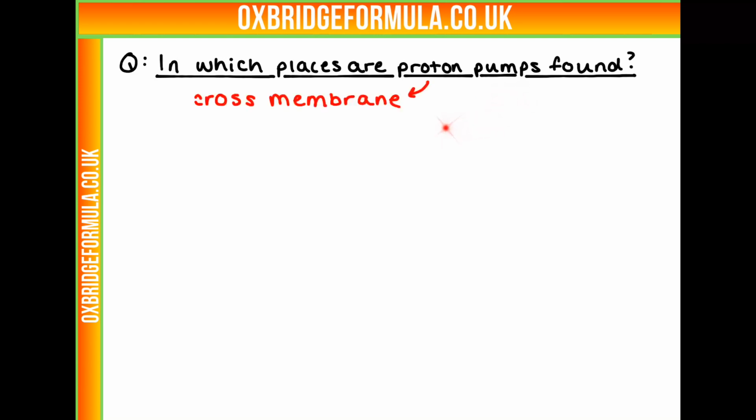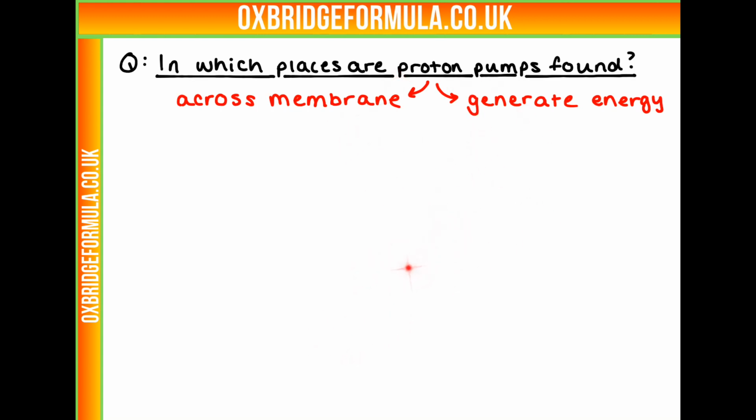Well, they need to be across a membrane. So there's going to be a protein in the membrane that's going to pump protons from one side to the other to generate a concentration gradient of protons in order to generate some form of energy. So let's look at our different places and see if these criteria are met and if it contains a proton pump.